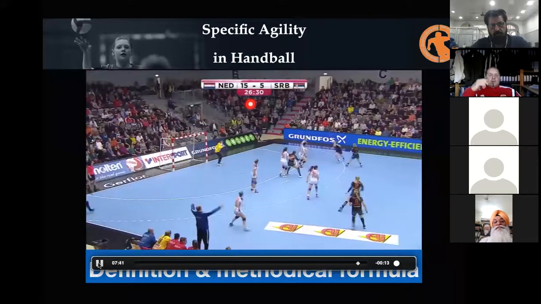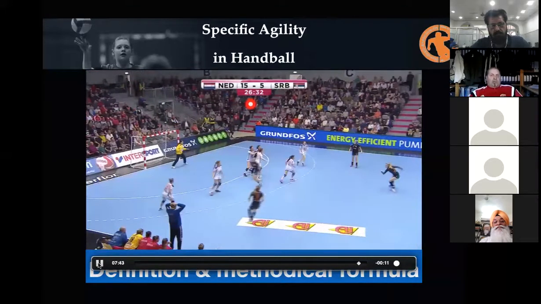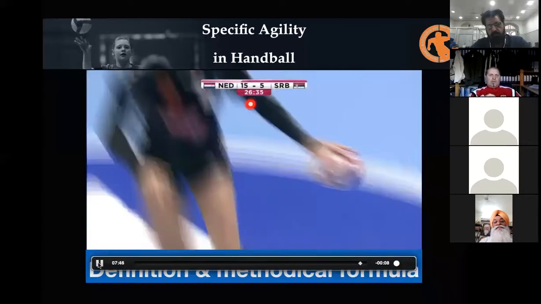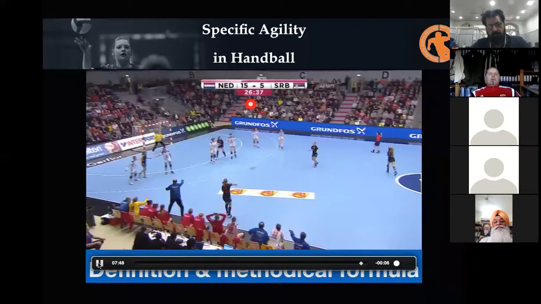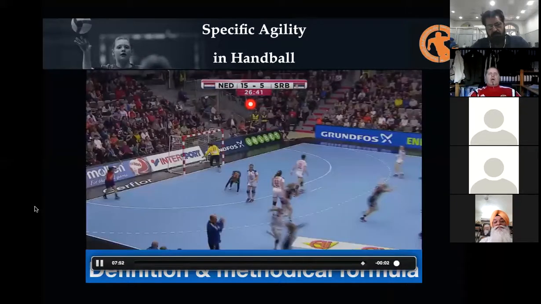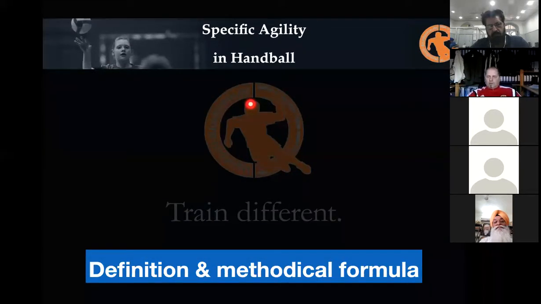So this is, from my point of view, just an interpretation, but I think you can clearly see that this player is thinking ahead. So she is very fast in her mind. And this is what we want to have in our game. So that's how specific agility in handball should be defined as an activity of, on one side, motor aspects, moving very quick, but on the other side, cognitive aspects, observe, anticipate, think, and decide very quick.